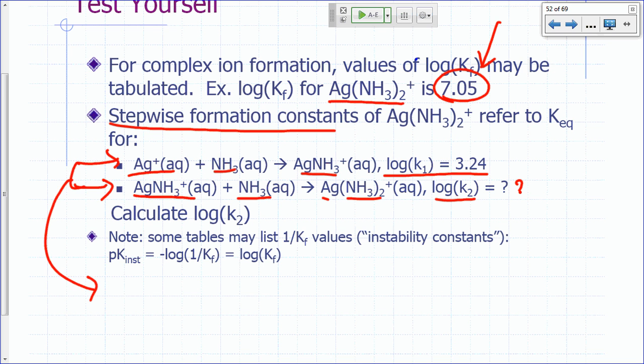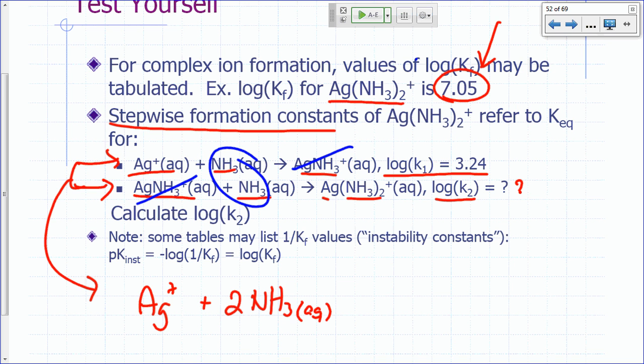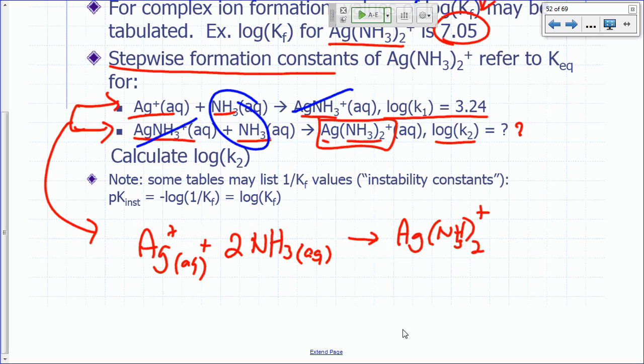Let's combine them. You have Ag plus, what happens to this one? It cancels out, right? So this just gives you 2NH3 aqueous, and your product is your silver amine complex Ag(NH3)2 plus 1 charge. What's the KEQ for this one? It's equal to the product of K1 and K2, right?